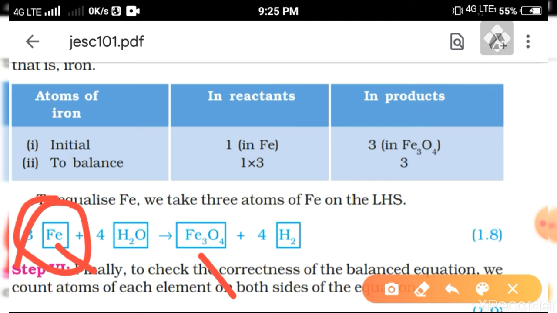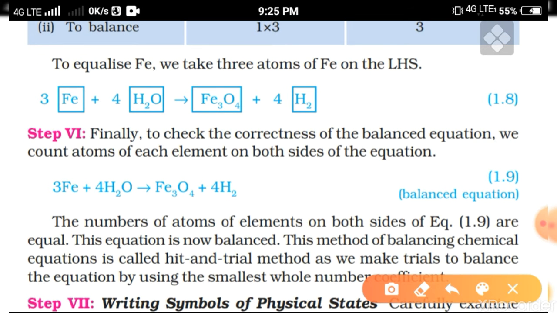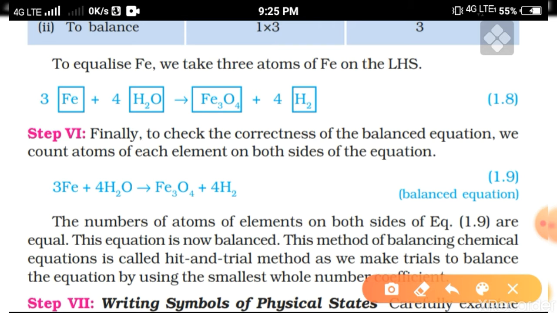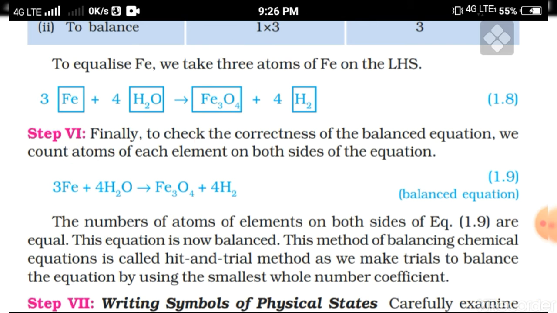So it is balanced, because the total number of atoms of reactant equals the total number of atoms of product. 3 Fe equals 3 Fe, 8 hydrogen equals 8 hydrogen, and 4 oxygen on the reactant side equals 4 oxygen on the product side. LHS equals RHS, so we can say it is a balanced chemical equation. No problem.